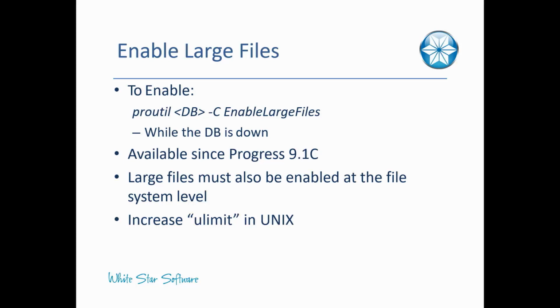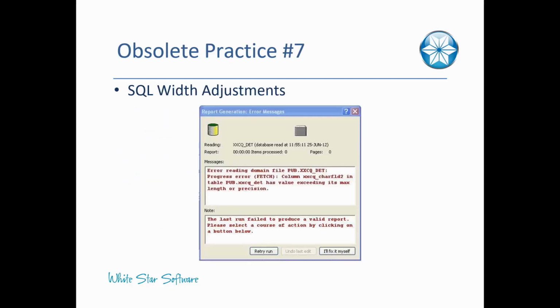So you have to enable it at the Progress level, but you also have to make sure you enable it at the file system level. Make sure your operating system is able to grow beyond the 2 gigs. And also for Unix, make sure your ulimit is high enough so you're able to read that file.